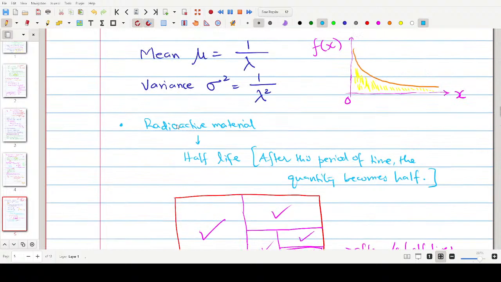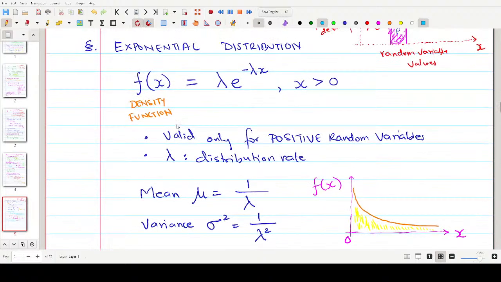now let's get to some examples, right? And try to understand, just to recall what the formula was. The density function is given by lambda times e power minus lambda x for x greater than 0. Again, the value of x has to be greater than 0. It has to be positive, right?